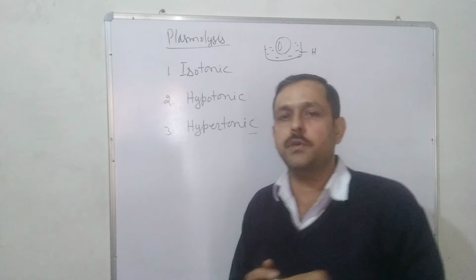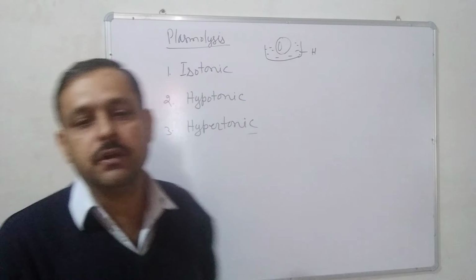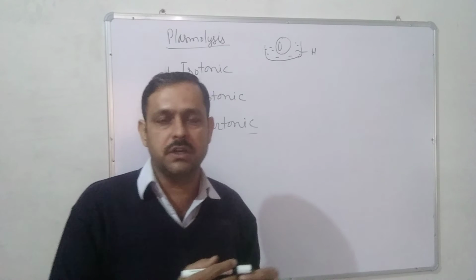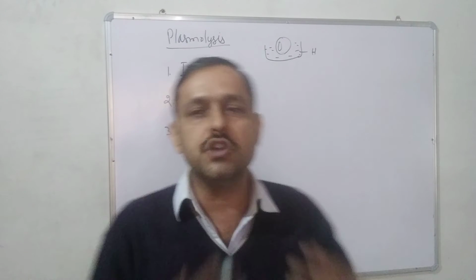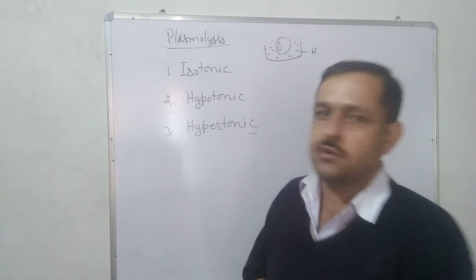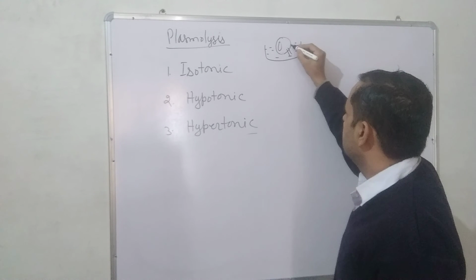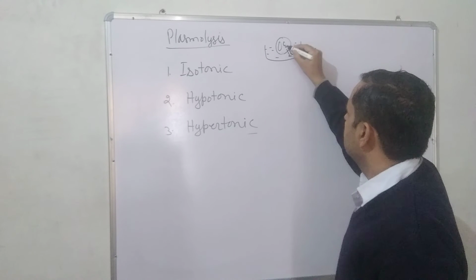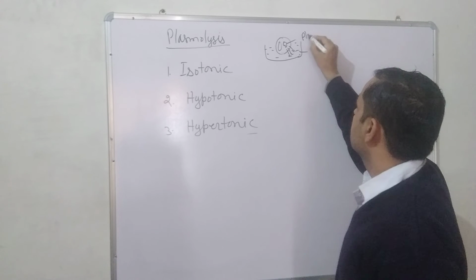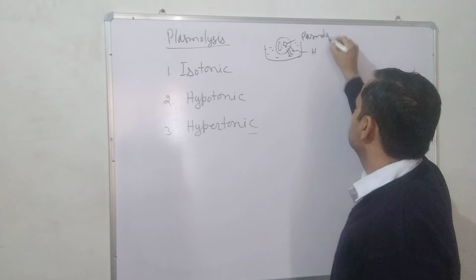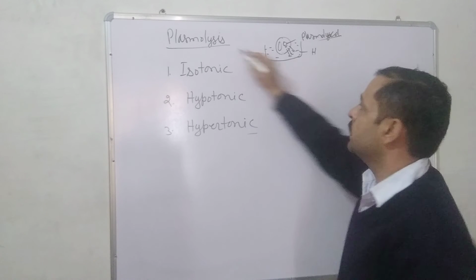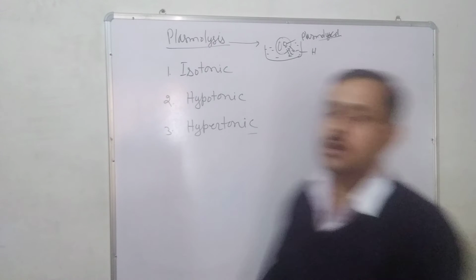From higher concentration to lower concentration, with exosmosis the water moves outside the cell, then this cell is called a plasmolyzed cell, and this phenomenon is called plasmolysis.